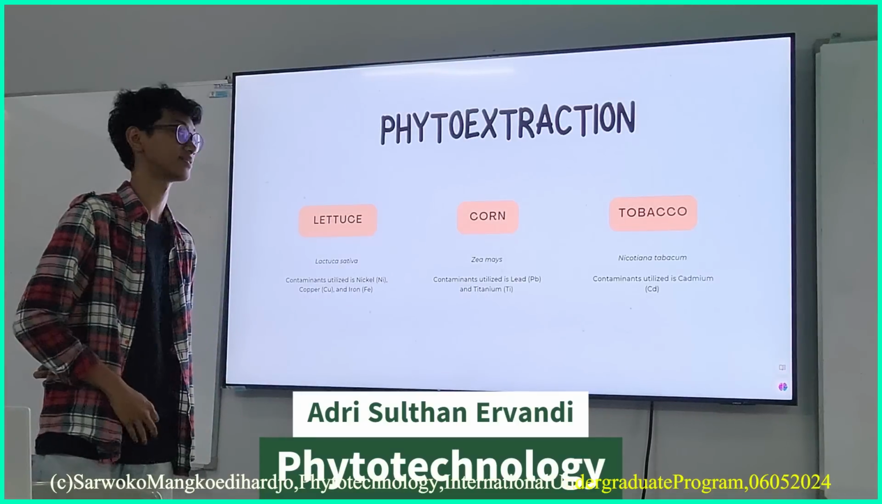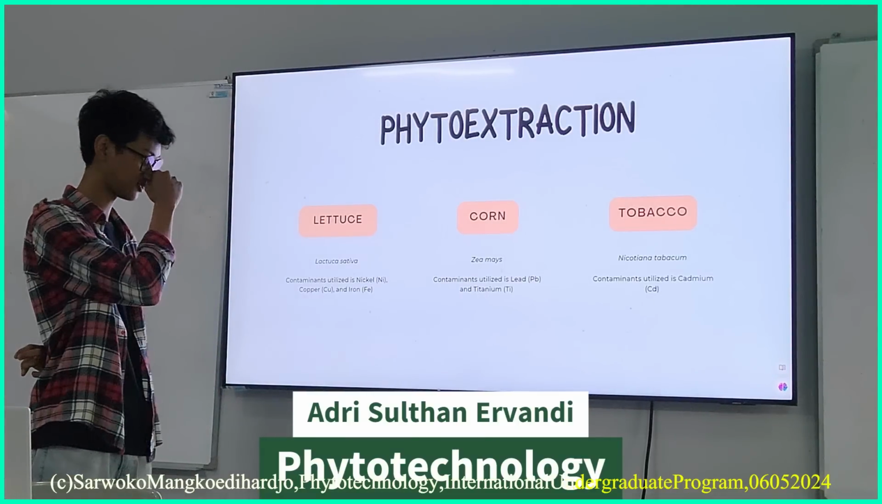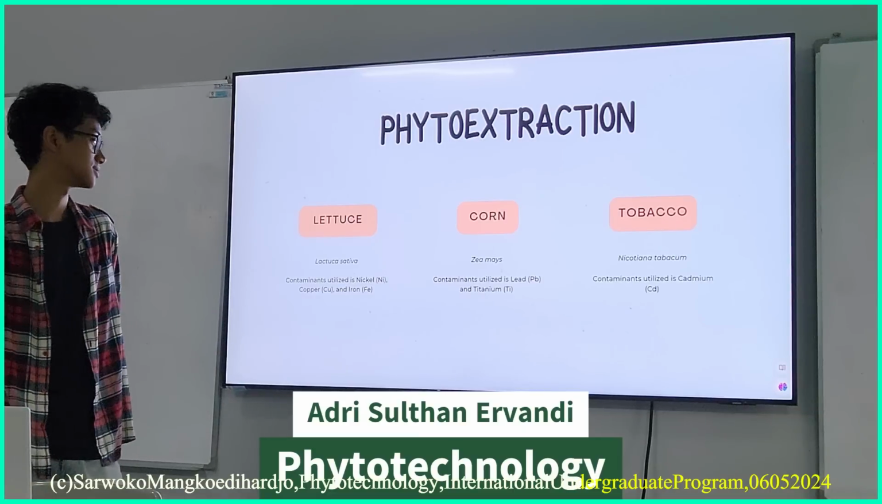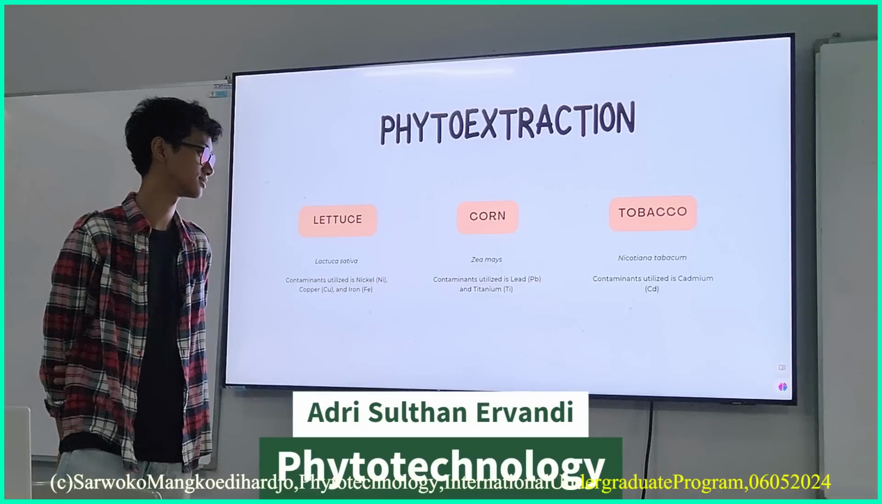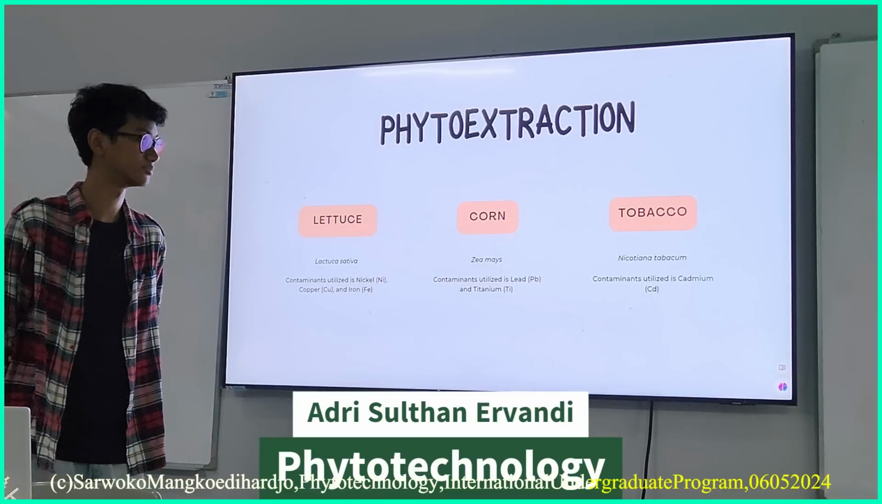Next, we have phytoextraction, and the plants. These are the examples of the plants, which are lettuce, corn, and tobacco. Lettuce utilizes nickel, copper, and iron, whereas corn utilizes lead and titanium, and tobacco utilizes cadmium.